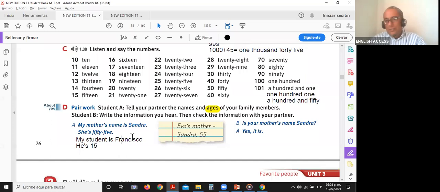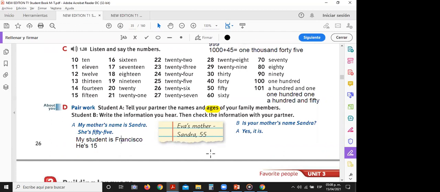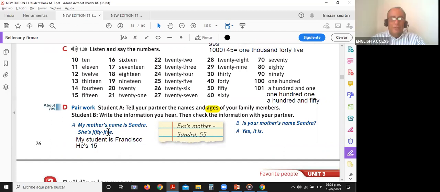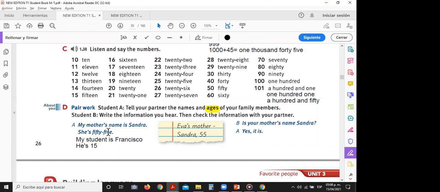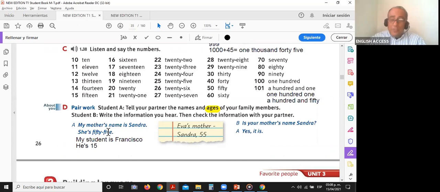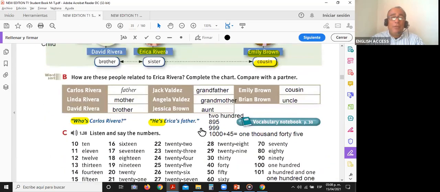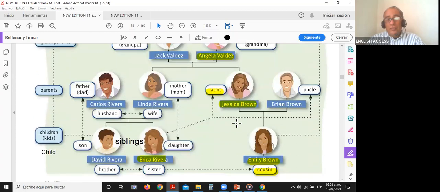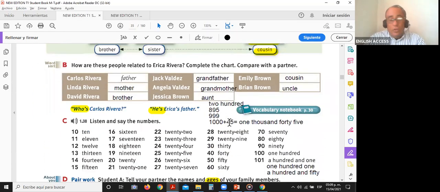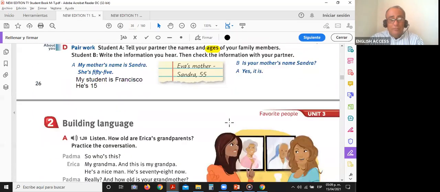Do you have sisters or brothers? I have a brother. My brother's name is Carlos. He's 28. You see, you can say the age of the people around you, maybe your mother, your sister. If you know the age of your uncle, your aunt, I don't know. Sometimes we don't know that information.